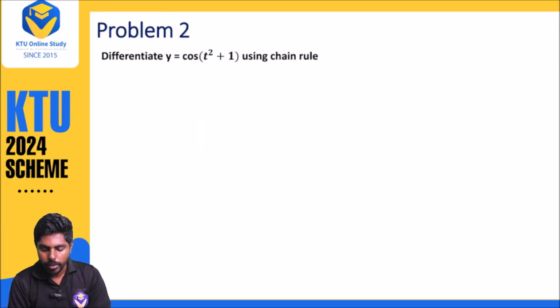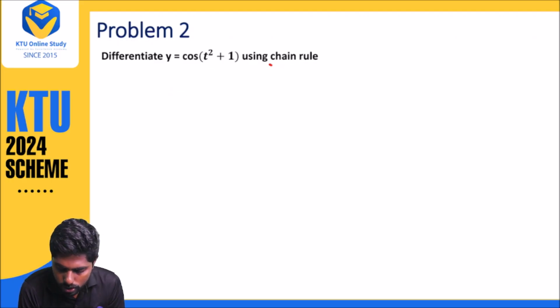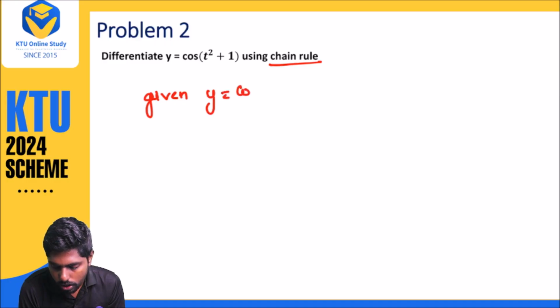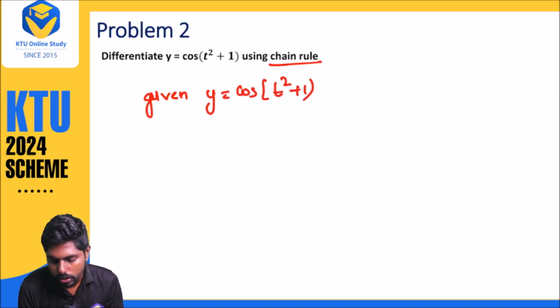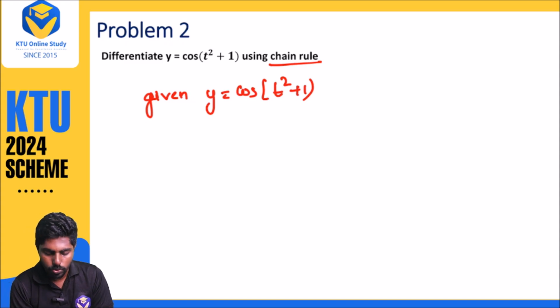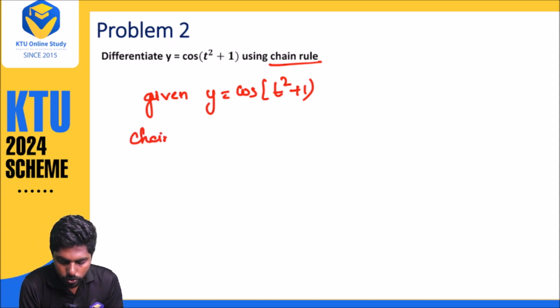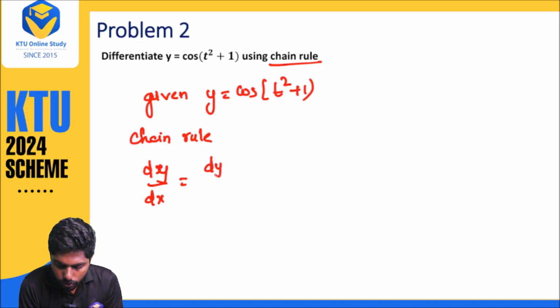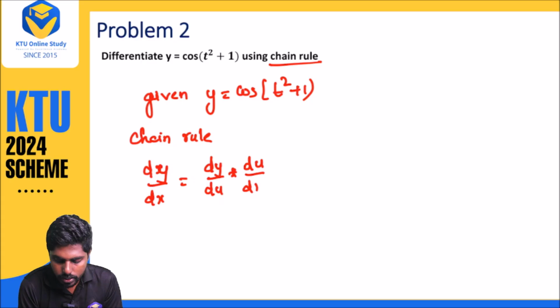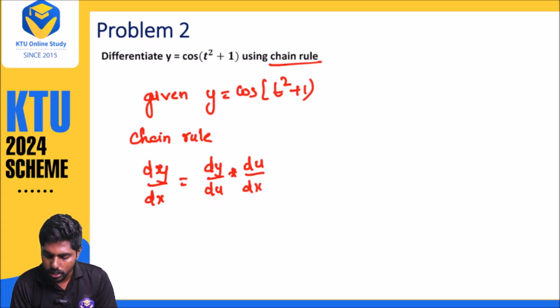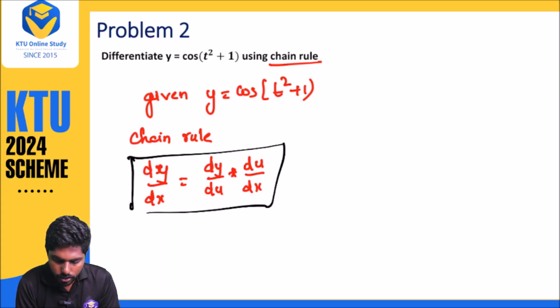Problem number 2. In problem number 2, we use the chain rule, as I already told you. Given y is equal to cos of t square plus 1. So what can we do? The chain rule is dy by dx is equal to dy by du into du by dx. So this is our chain rule formula.